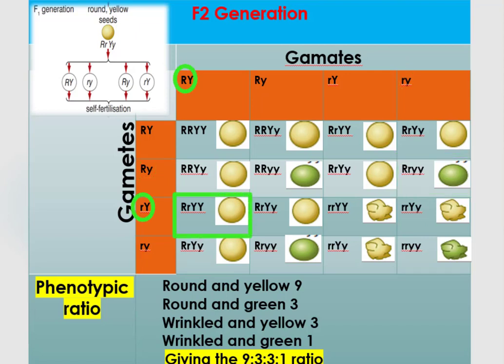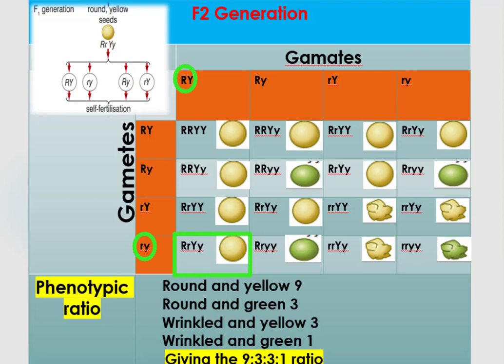When small r, capital Y fused with capital R, capital Y, it produced capital R, small r, capital Y, capital Y. When small r, capital Y fused with capital R, small y, it produced offspring capital R, small r, capital Y, small y. When small r, capital Y fused with small r, capital Y, it produced small r, small r, capital Y, capital Y. When small r, capital Y fused with small r, small y, it produced small r, small r, capital Y, small y.